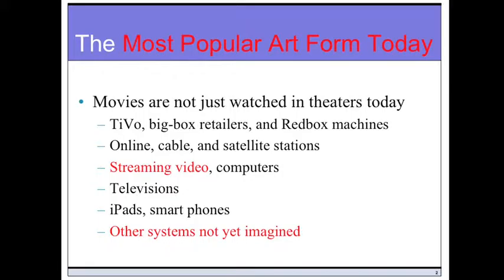And then the biggest one is streaming video, and that's what Netflix and YouTube are. That's called streaming video on your computers. Obviously, you can watch films on cable televisions, iPads, smartphones, and other systems not yet imagined. So in the future, there may be better ways to watch movies.